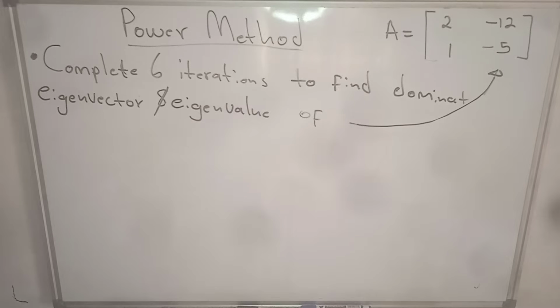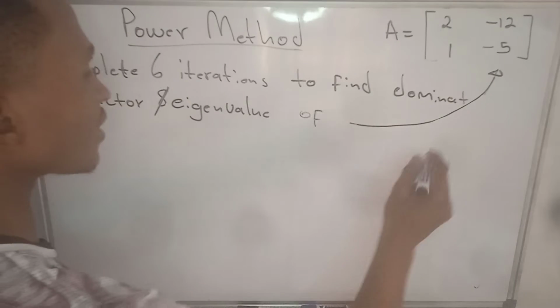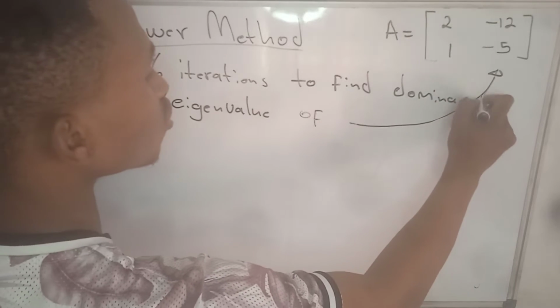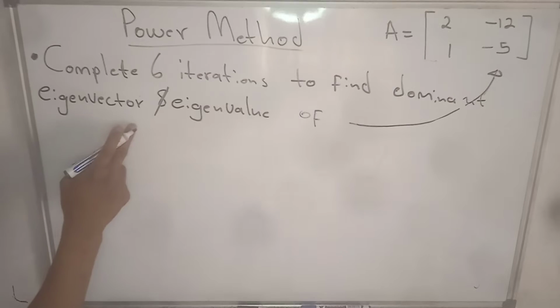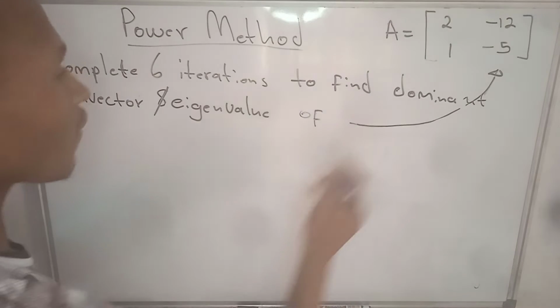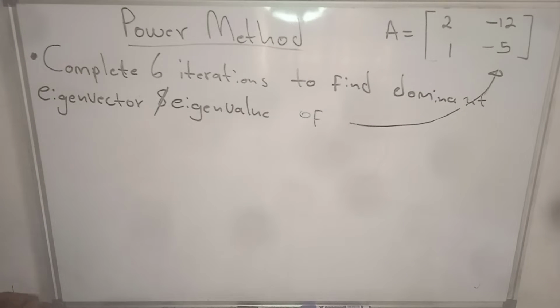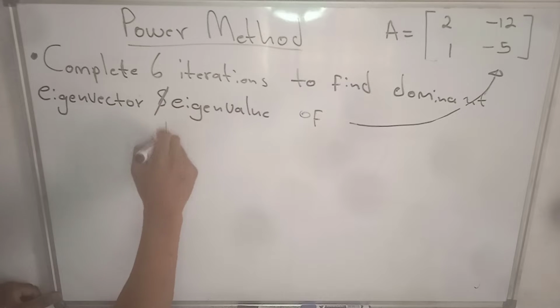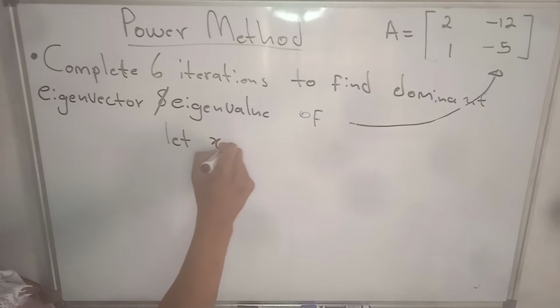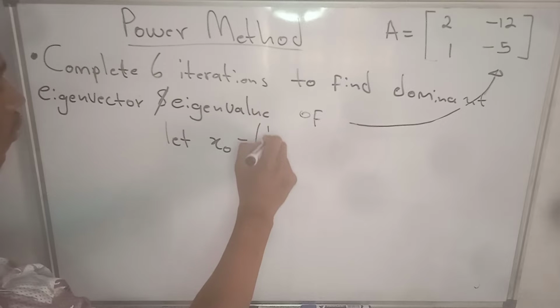Today we'll be doing the power method. Suppose they gave us a problem like this: complete 6 iterations to find the dominant eigenvector and eigenvalue of that matrix. This is what we start by doing. We're going to let x0 be 1 and 1.